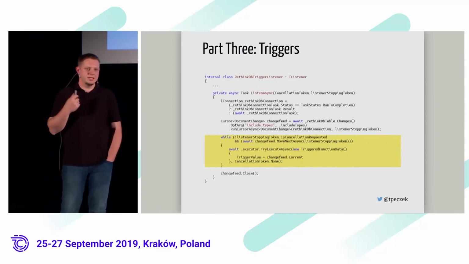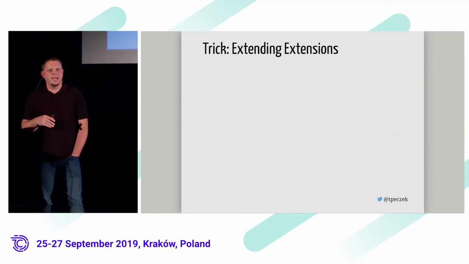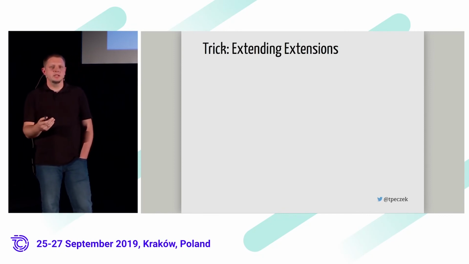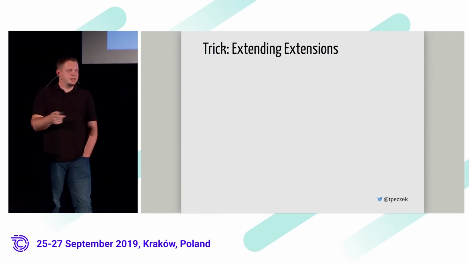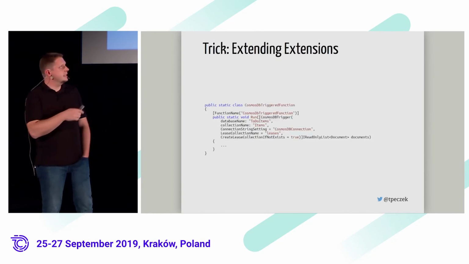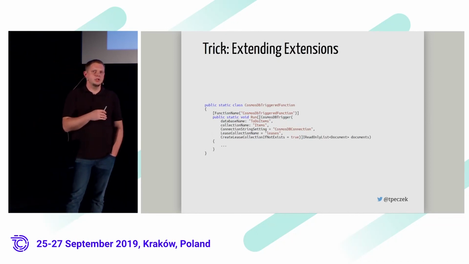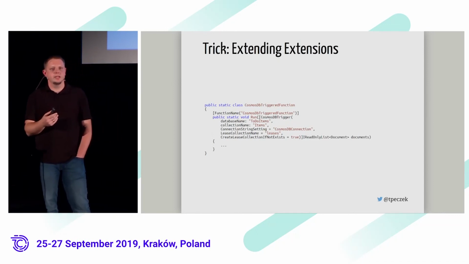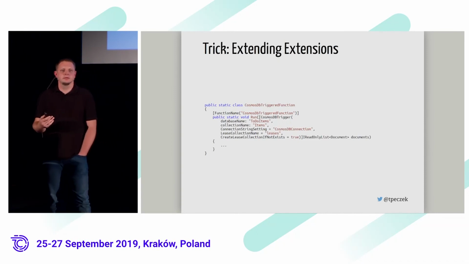This brings me to that additional extensibility technique or trick, extending extensions. It's based on converters, as I mentioned in the beginning. And okay, let's look at an example. This is a simple function that is using Cosmos DB trigger, right? And Cosmos DB trigger has a certain inconvenience when you are using it. It only works with a read-only list of documents.